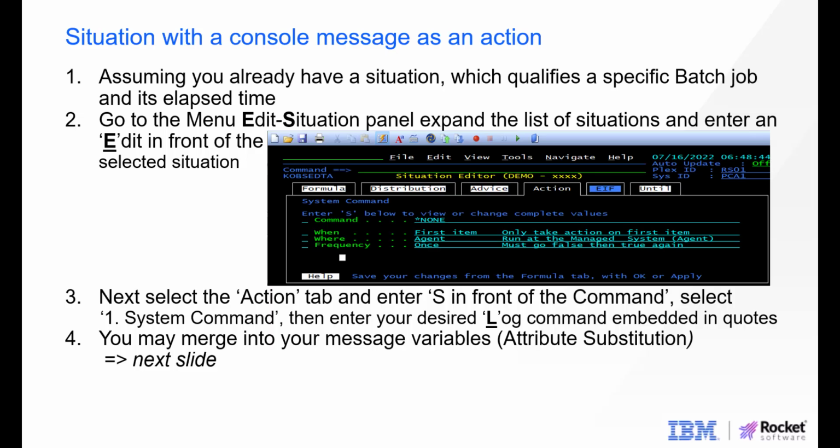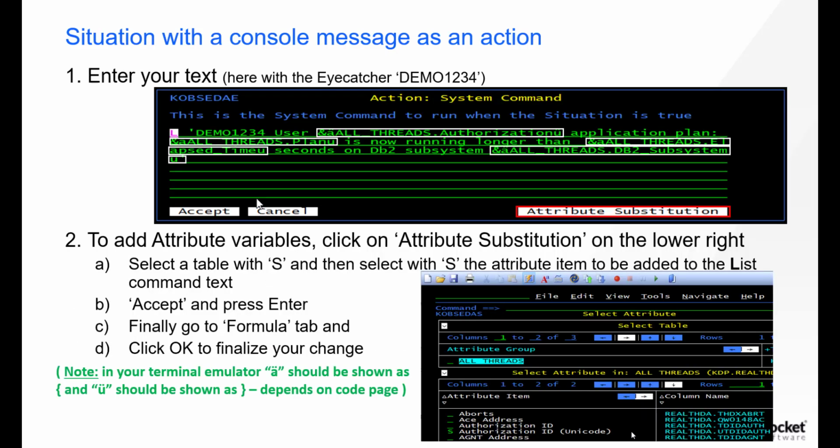While you enter the text, you can merge current situation variable values into your text. To do this, click on the Attribute Substitution button on the lower right corner. In the following panel, you can select the attribute group and the attribute item which should be merged into your text. Best you have a space between your free text and the selected attributes. Just a note, the attribute values have a special character in front and at the end of the attribute, which depends on the code page you're using. In the US code page, those will be curly brackets.